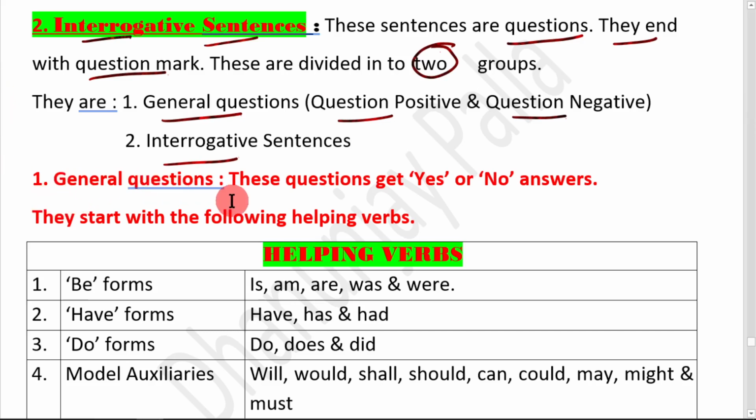general questions. These questions get yes or no answers. For example, do you go to school every day? Then I have to give an answer to this question. Yes, I go to school every day. For example, if you want to say no, I don't go to school every day.